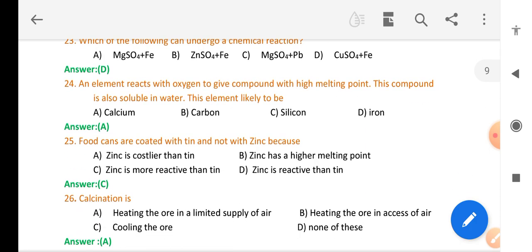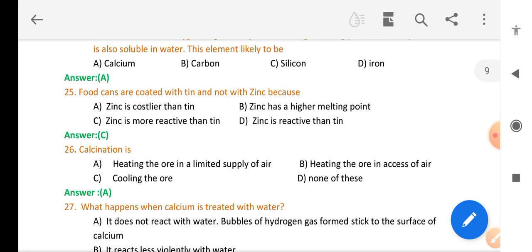Food cans are coated with tin and not with zinc because zinc is more reactive than tin. Compared to tin, zinc is more reactive, so that's why zinc is not used for food cans.